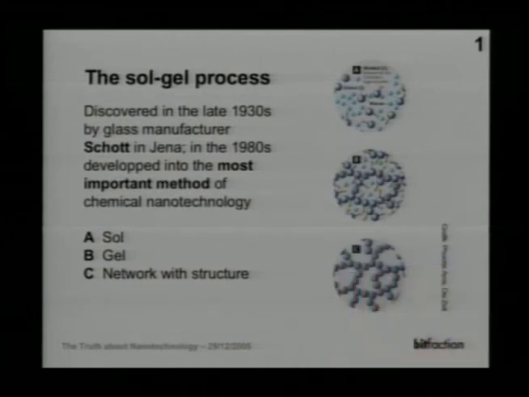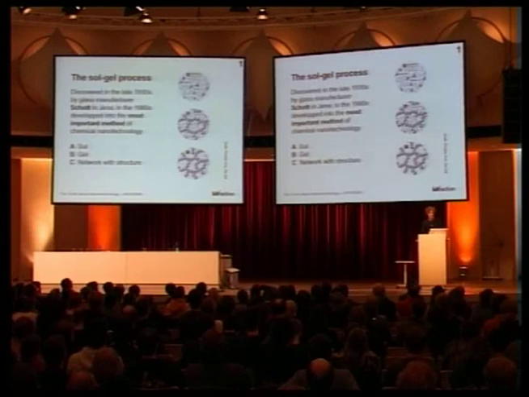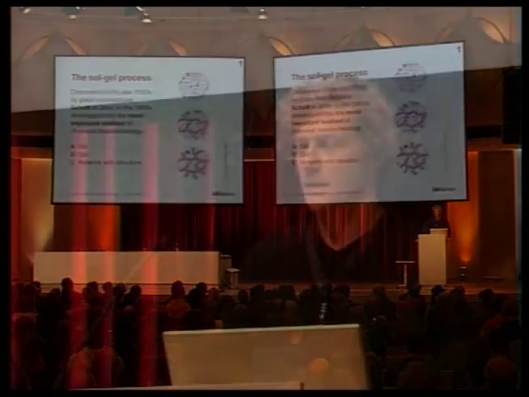There are some processes you can use. The most important one is the so-called sol-gel process. That was already discovered in the late 1930s by the glass manufacturer Schott in Jena. And you can make thin films on glass or on any other surface.